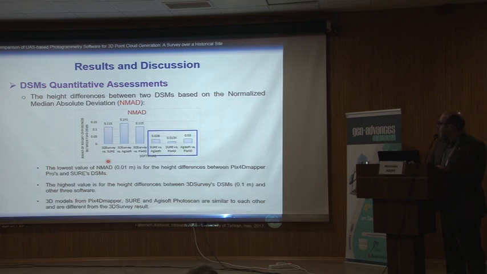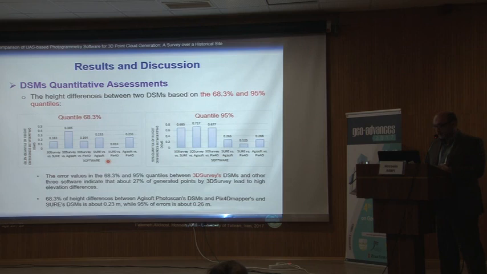For quantitative assessment, again using a more robust parameter, which is called normalized median absolute difference, this is again proof that the lowest value of NMAD is 1 centimeter for the height difference between Pix4D and Shore, and the highest value is for the height difference between 3D survey and the other 3 software. And 3D models from Pix4D, Shore, and AgiSoft are much similar to each other, but are very different from the 3D survey result.